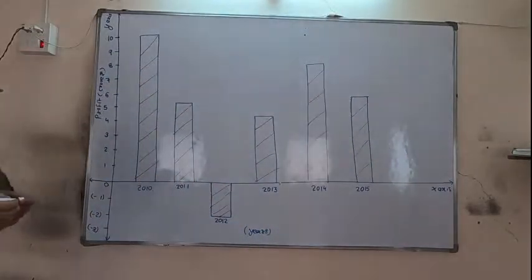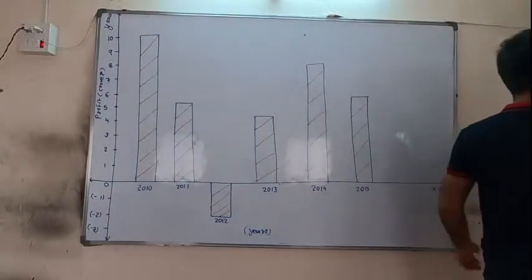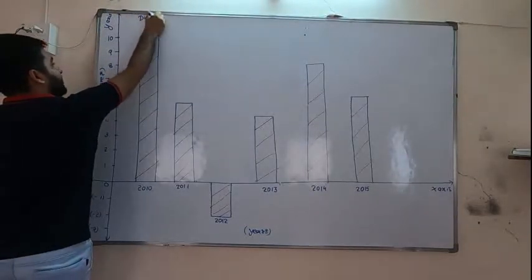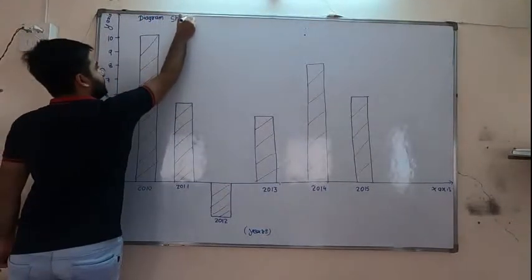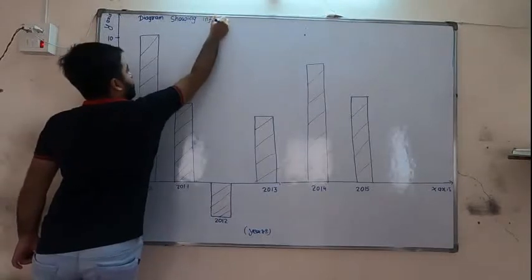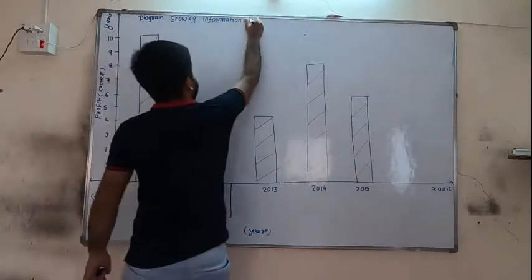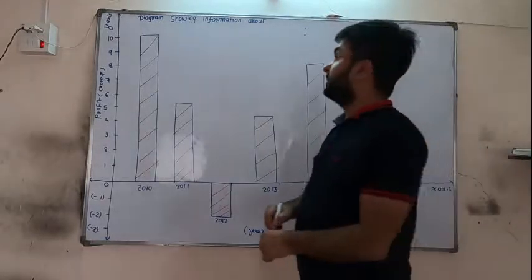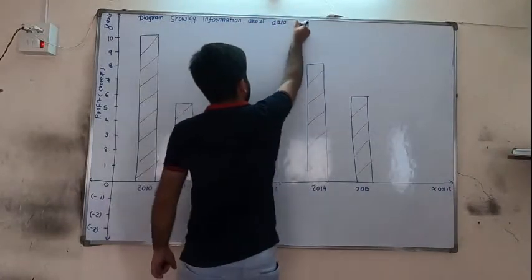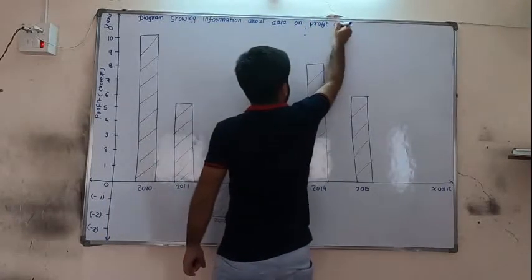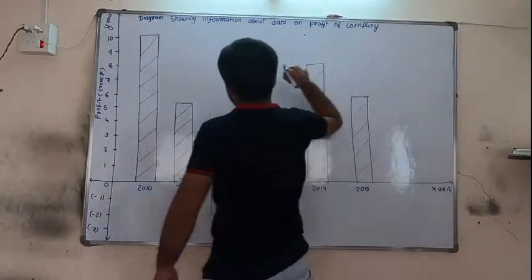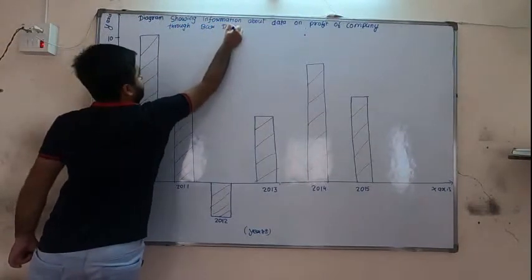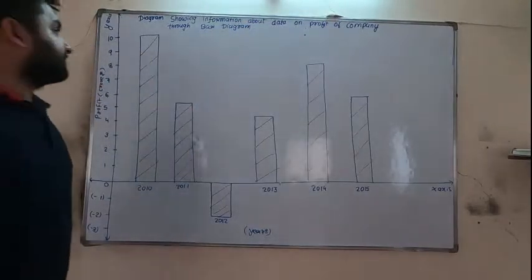Okay friends, now the heading is there and the scale is there. Now for the heading we will write with a pen. Diagram showing information about what? Data on profit of a company through what? Through bar diagram. Okay, scale.